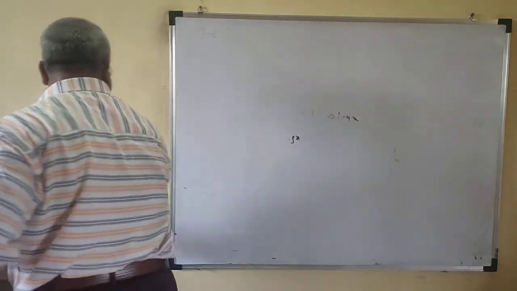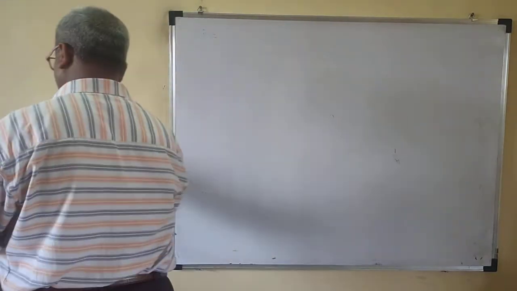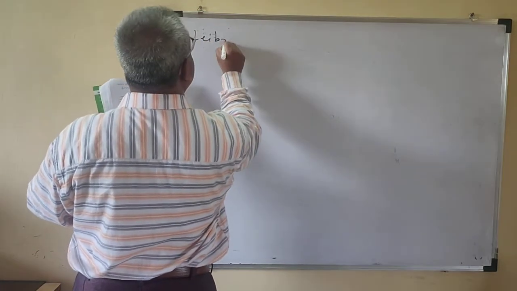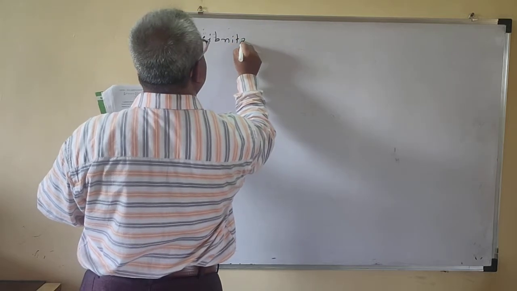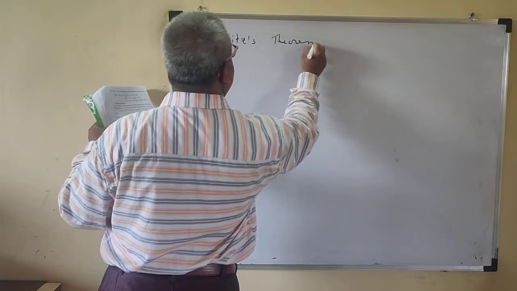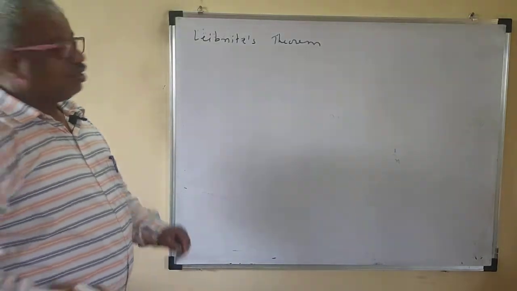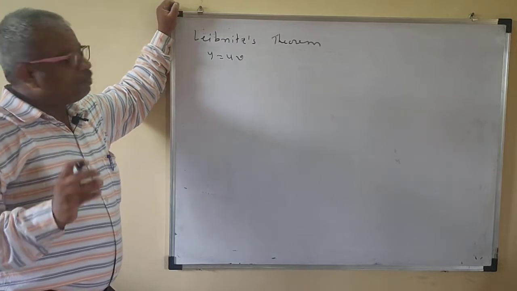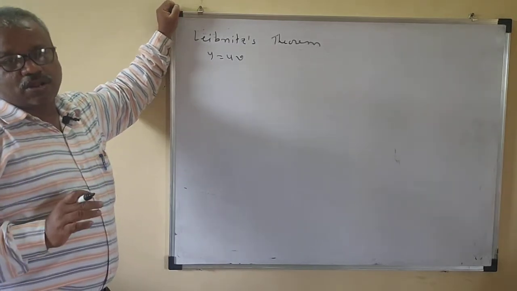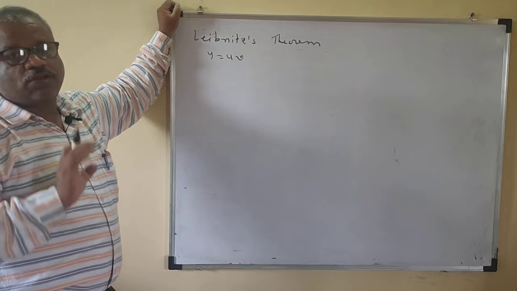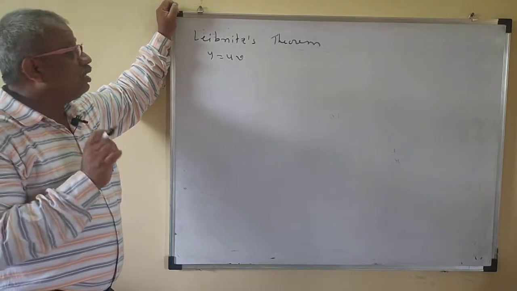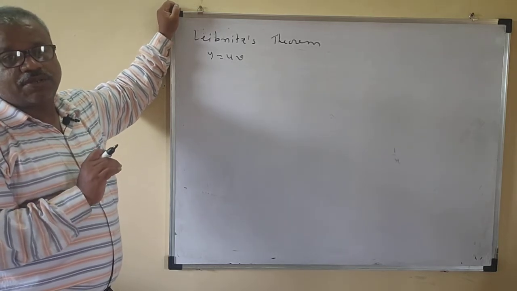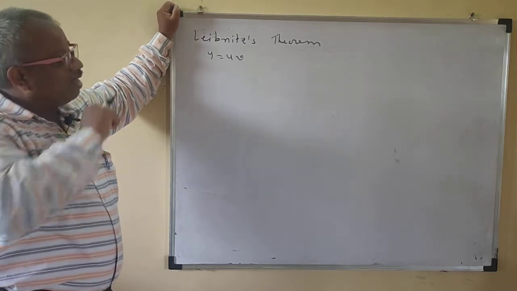Okay. So next you have seen Leibniz theorem. So if y is equal to uv, that means if you want to find the nth derivative of the product, then we are using Leibniz theorem. To differentiate your product n times, this is what Leibniz theorem is useful for.